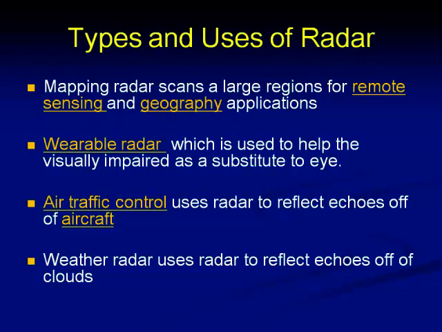Then we have air traffic control, which uses a radar to reflect echoes of an aircraft. Then a separate class of radars are there known as weather radars to understand the behavior of the atmospheric particles, moisture content, wind velocity, etc. to understand the incoming rains, storms, cyclones, etc.